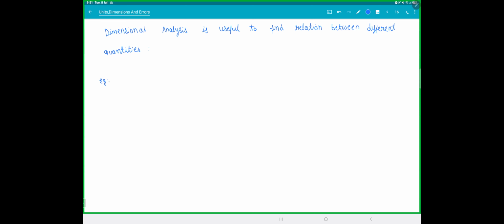Example, let's see an example. I'll show you how this works. Let's say we have a pendulum and the pendulum is oscillating. Length L.